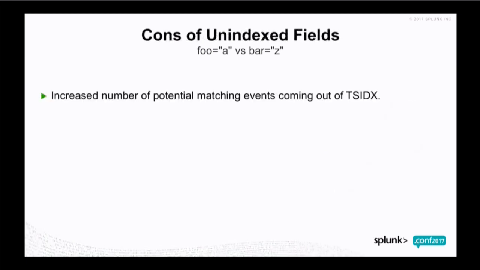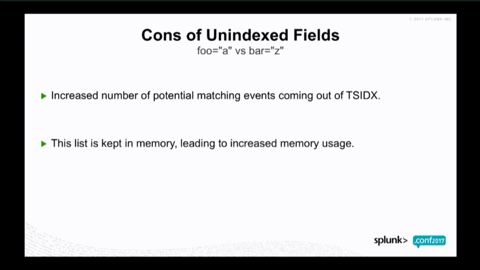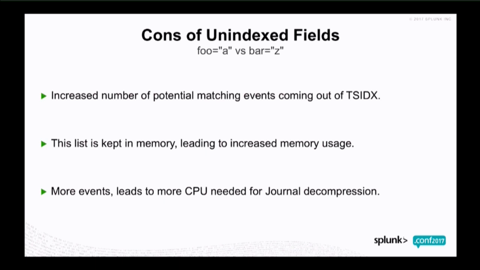All right, so the cons of unindexed fields. Obviously, we increase the potential matching results coming out of TSIDX. This has two potential consequences. One, we're going to increase the memory consumption of our system with an increased array size, given the events that came back. But most importantly, we're going to need to decompress all those events. So this will lead to more CPU cycles being used on events that we don't necessarily want in the first place.